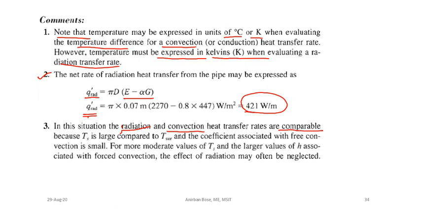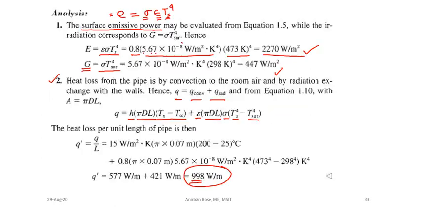One portion is contributing 421, and the total is 998, which means the convection portion is about 577 or something. So you can get an idea that they are very much comparable. That means you cannot neglect radiation with respect to convection.